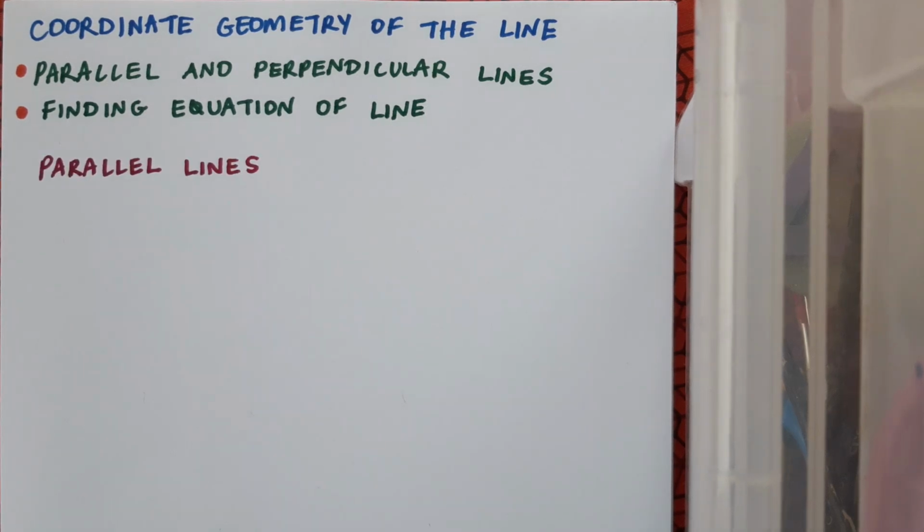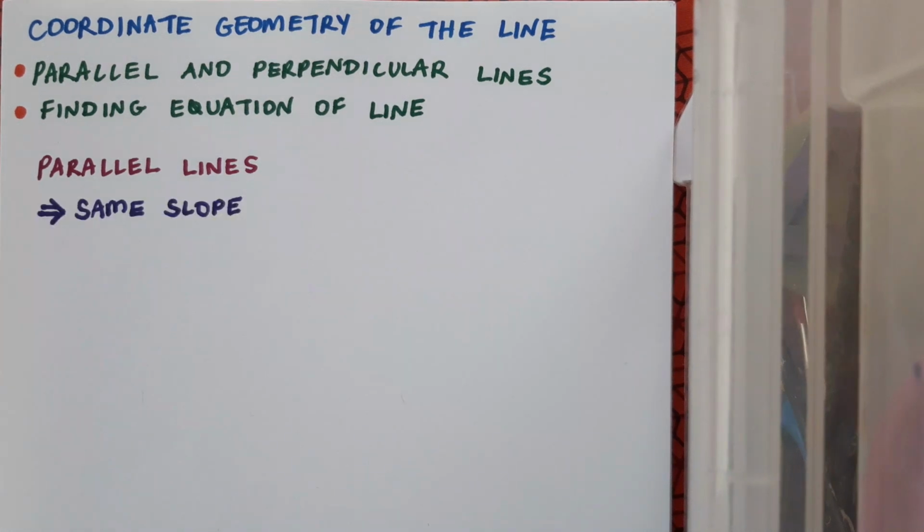First of all, for parallel lines, the rule here is that if two lines are parallel, they'll have the same slope. So the slope of the first line, which I can call M1, equals the slope of the second line, which I can call M2.